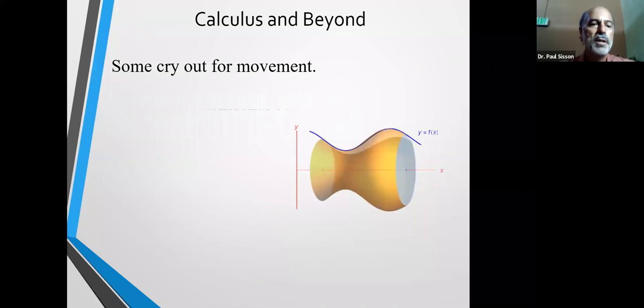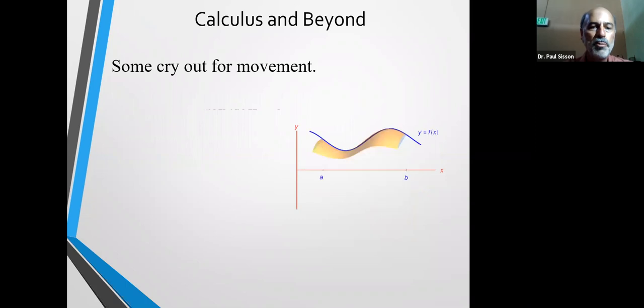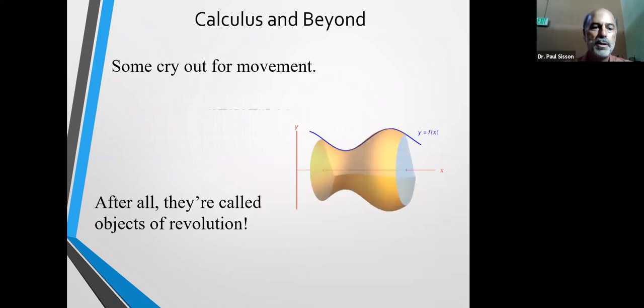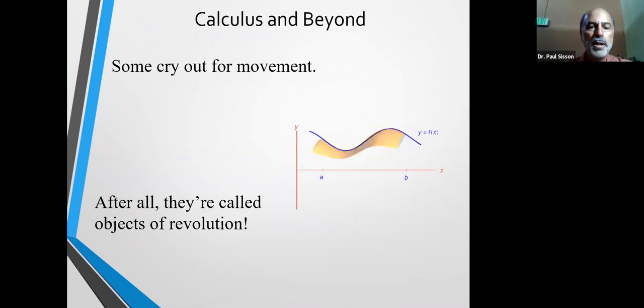Some of the things that you do in calculus really just call out for movement. Objects of revolution is something that you talk about a lot in calculus, and using Mathematica, it's easy to actually show a graph being rotated in three space and creating a surface.